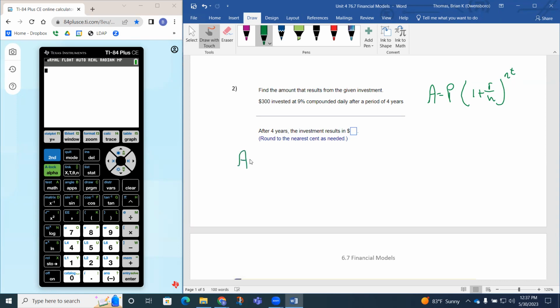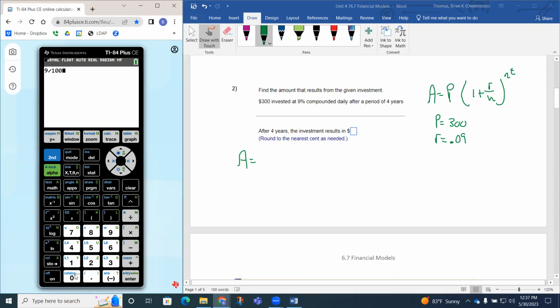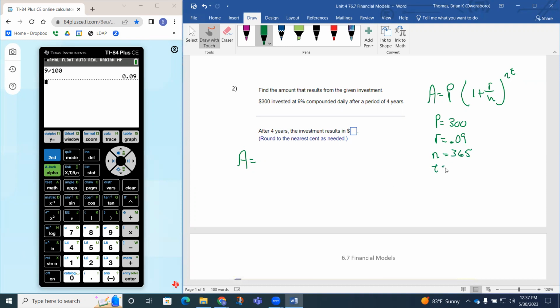So if I'm using this formula, A is going to equal the initial investment, which will be P, which is the 300. The R is going to be the rate of interest, which is 9%, but we have to change that to a decimal, so it's going to be 0.09. So again, if you're unsure, you can just type in 9 divided by 100 into a calculator, because that's what 9% means, 9 per 100, or divided by 100, so a 9% interest rate, or 0.09. Daily implies 365. And then the period of time is going to be the 4 years.